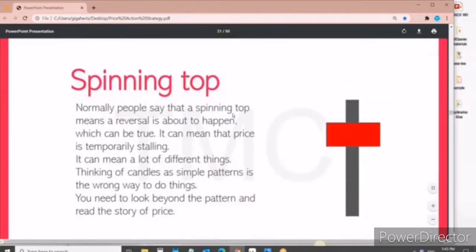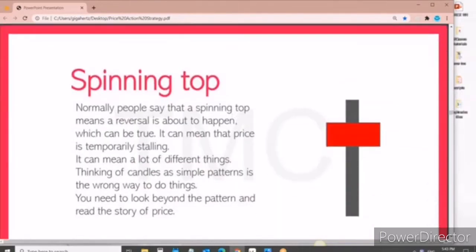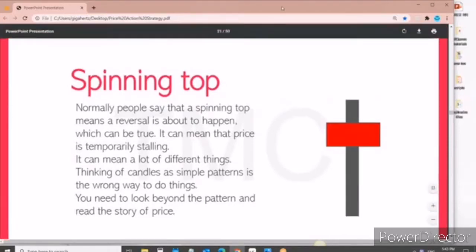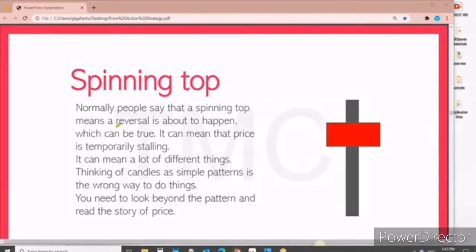Spinning top. Are you guys familiar with spinning top? Normally people say that a spinning top means a reversal is about to happen. Magkakaroon daw ng reversal, which can be true. It can mean that price is temporarily stalling. Pwede. It can mean a lot of things, actually. So, thinking of candles as simple pattern is the wrong way to do things. You need to look beyond the pattern and read the story of price. Dito na tayo sa story of price na kailangan maintindihan natin kung bakit nagkaroon ng ganyang candlestick. Okay?